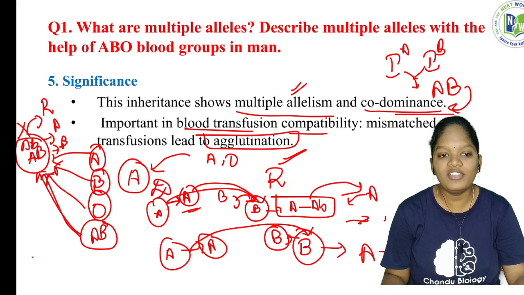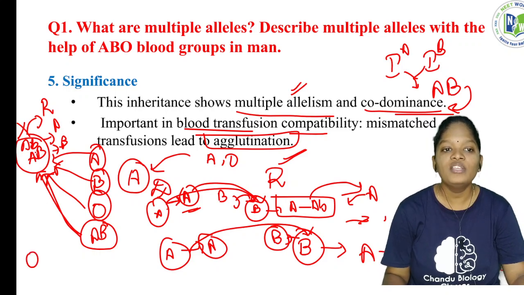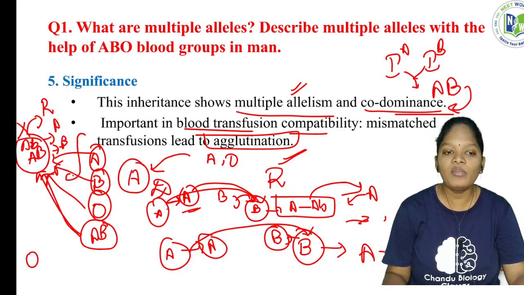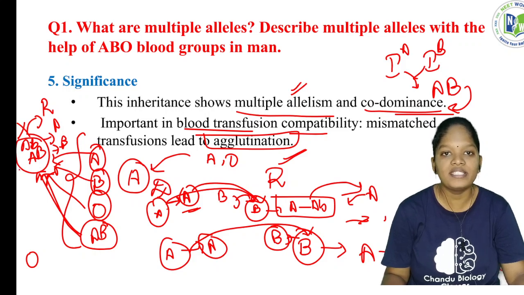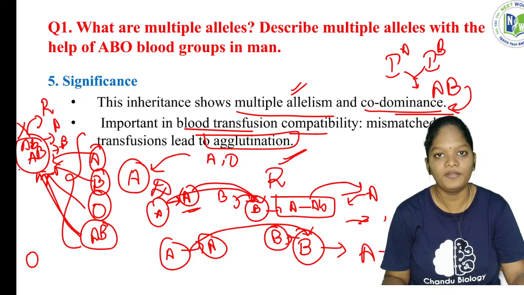Okay, now what about the O blood group? As AB can receive blood from persons having all types of blood groups, the AB blood group is considered a universal recipient, right?